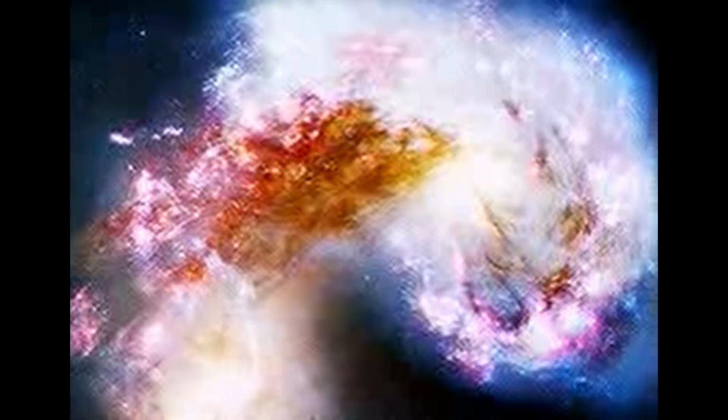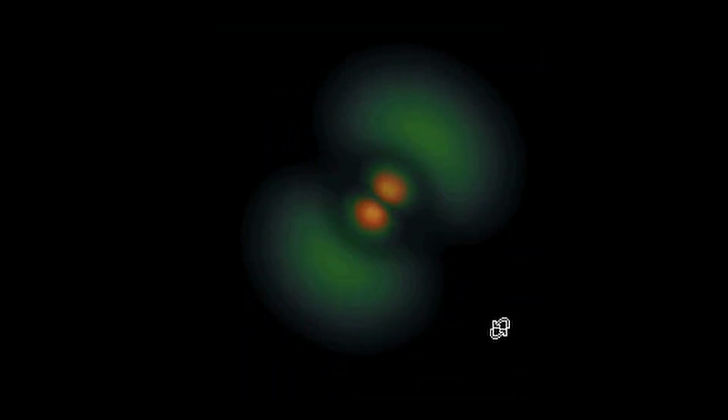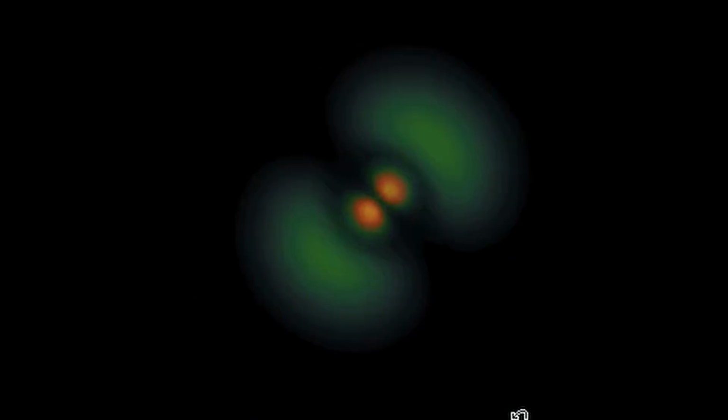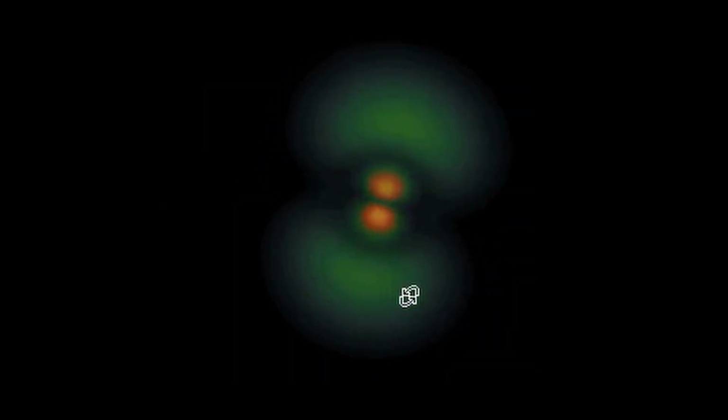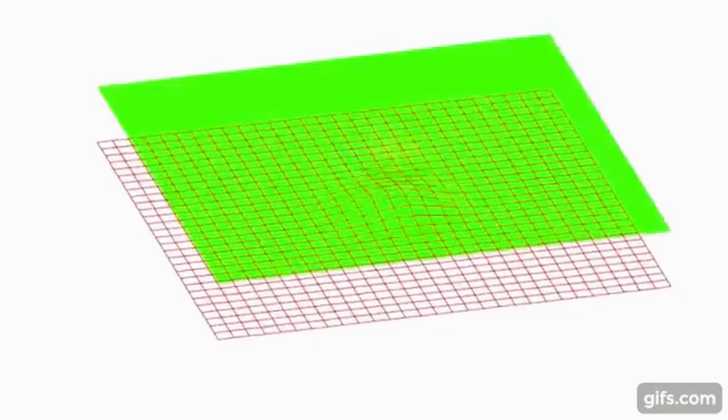4. Observational challenges. Detecting neutron star mergers is challenging due to their transient nature and the vast distances involved. Gravitational wave observatories have significantly improved our ability to detect these events, but the sensitivity and coverage of these detectors are still limited. As technology advances, we expect to detect more mergers and refine our estimates of their frequency.